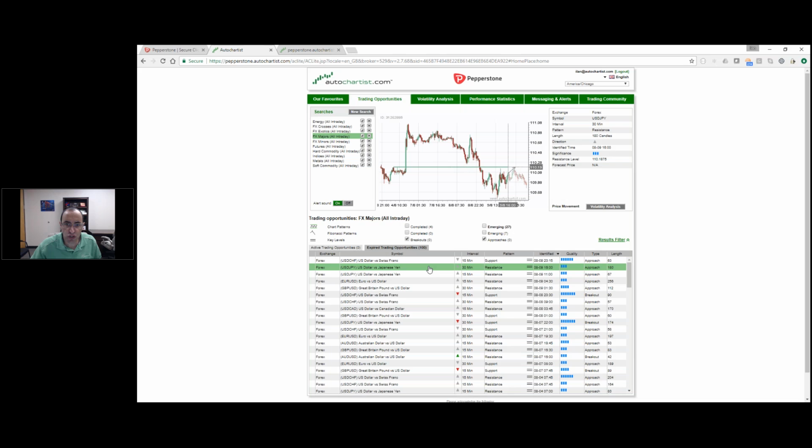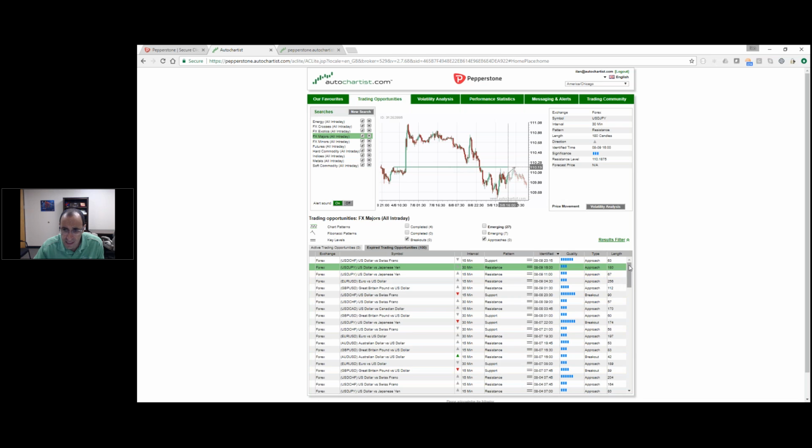However, you will find that if you do click through some of these expired trading opportunities, you will find a substantial amount. In fact, over 80% of them do hit their target level, just like this one did. We forecast the Japanese yen to move up to 110.19. Looks like it did touch that level just a few candles after we identified it.